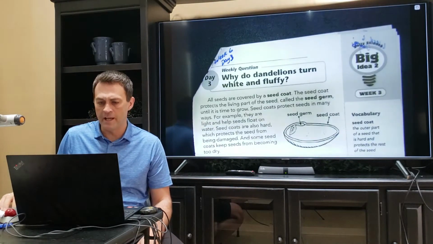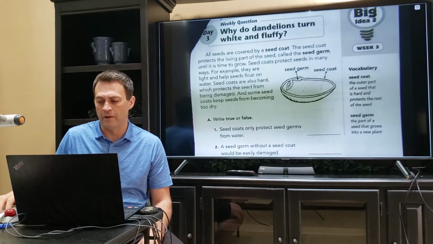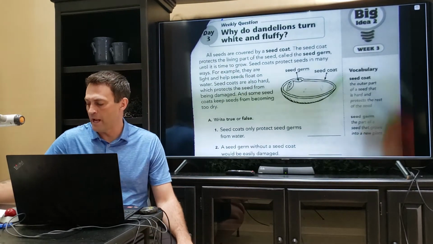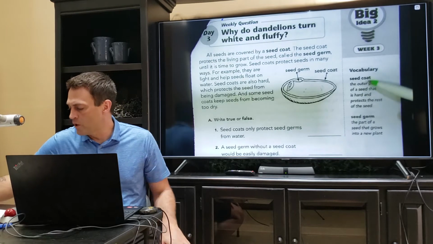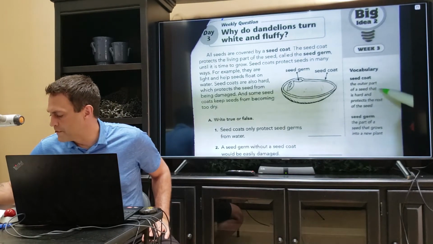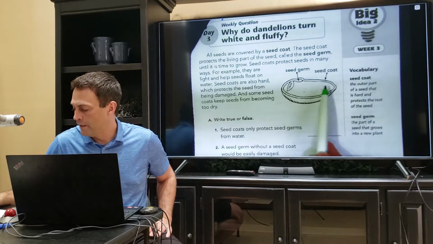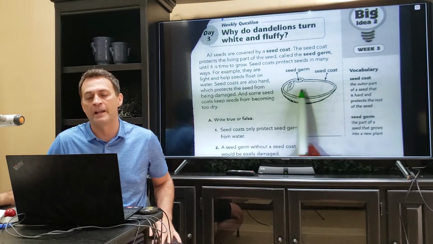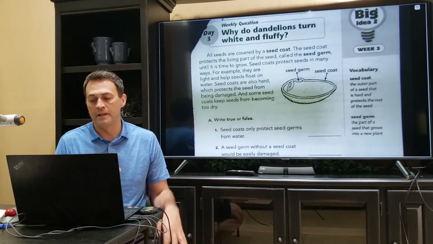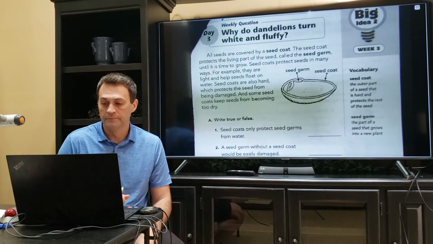Here's the science for today. Why do dandelions turn white and fluffy? All right, let's review the vocab real quick. Okay, seed coat. The seed coat is the outer part of a seed that is hard and protects the rest of the seed. So if you look at this picture here, here's a seed coat. This is like a seed cut in half, okay? So seed coat is like an orange peel, okay?